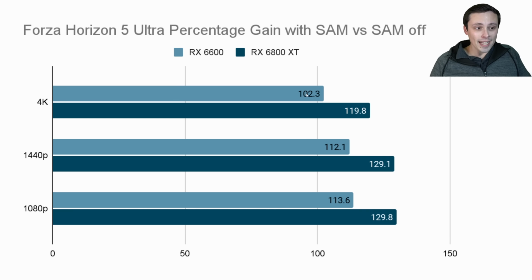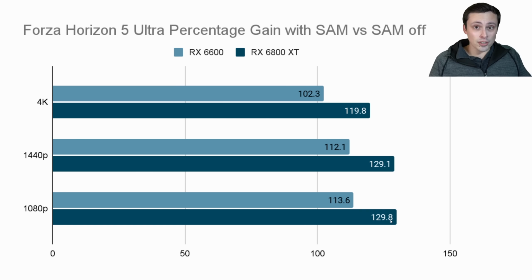So at 4K, for example, the RX 6600 was getting a 2.3% increase in performance by enabling SAM, whereas the 6800 XT was getting a 19.8% increase at 4K. And again, a 12.1% increase for the 6600, which is a huge increase. That's significant. But the 6800 XT was getting 29.1%, and at 1080p we saw 13.6% gain for the 6600 and a 29.8% gain for the 6800 XT.